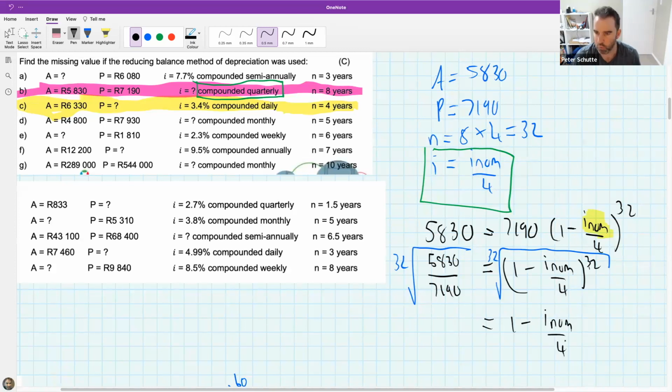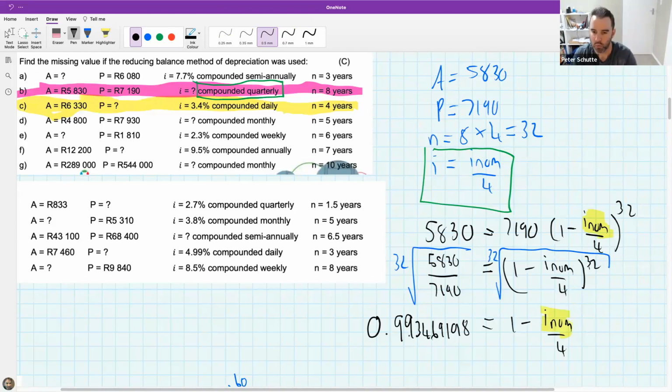i nom over 4. And then on this side, you're going to have the 32nd root, which admittedly is going to be a bit of a crazy number, of 5830 divided by 7190. I'm just going to put this in so that you can actually see it, but probably most of the time it would just stay in your calculator's memory. But we're still trying to get this i by itself, which is the depreciation rate.